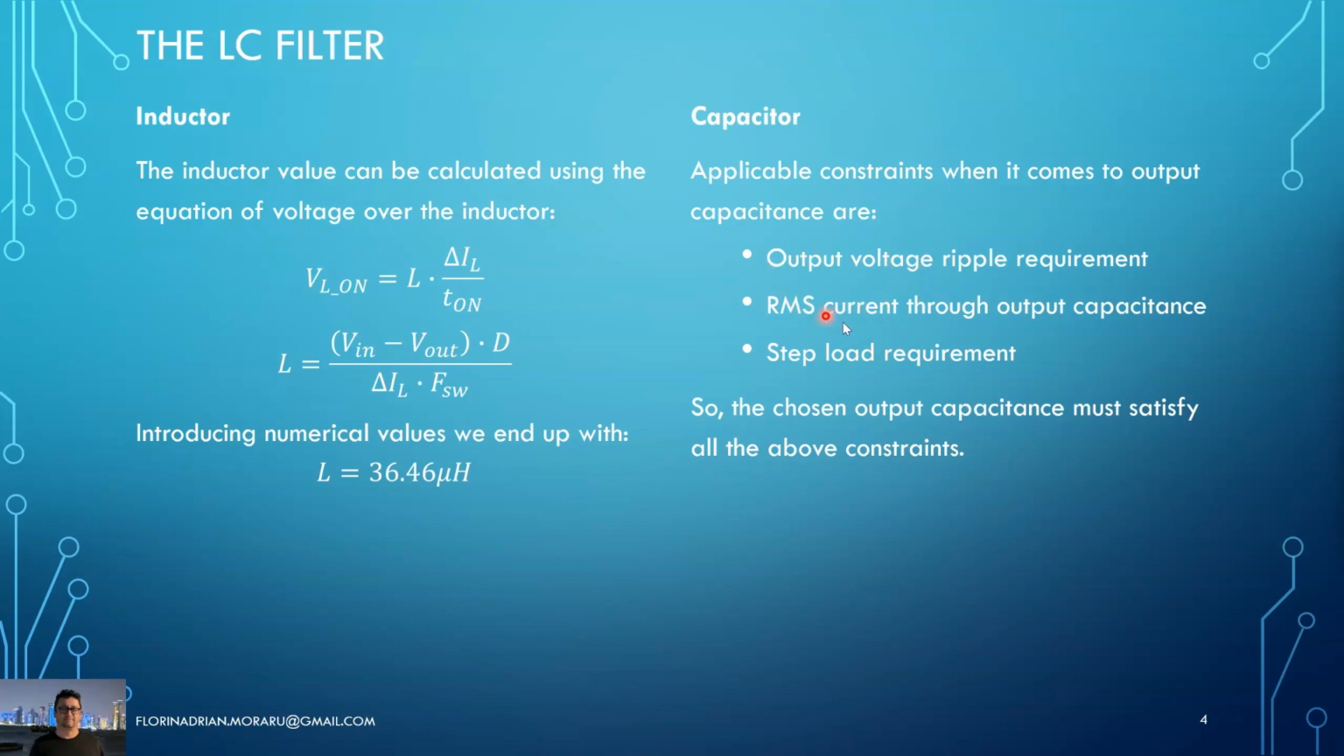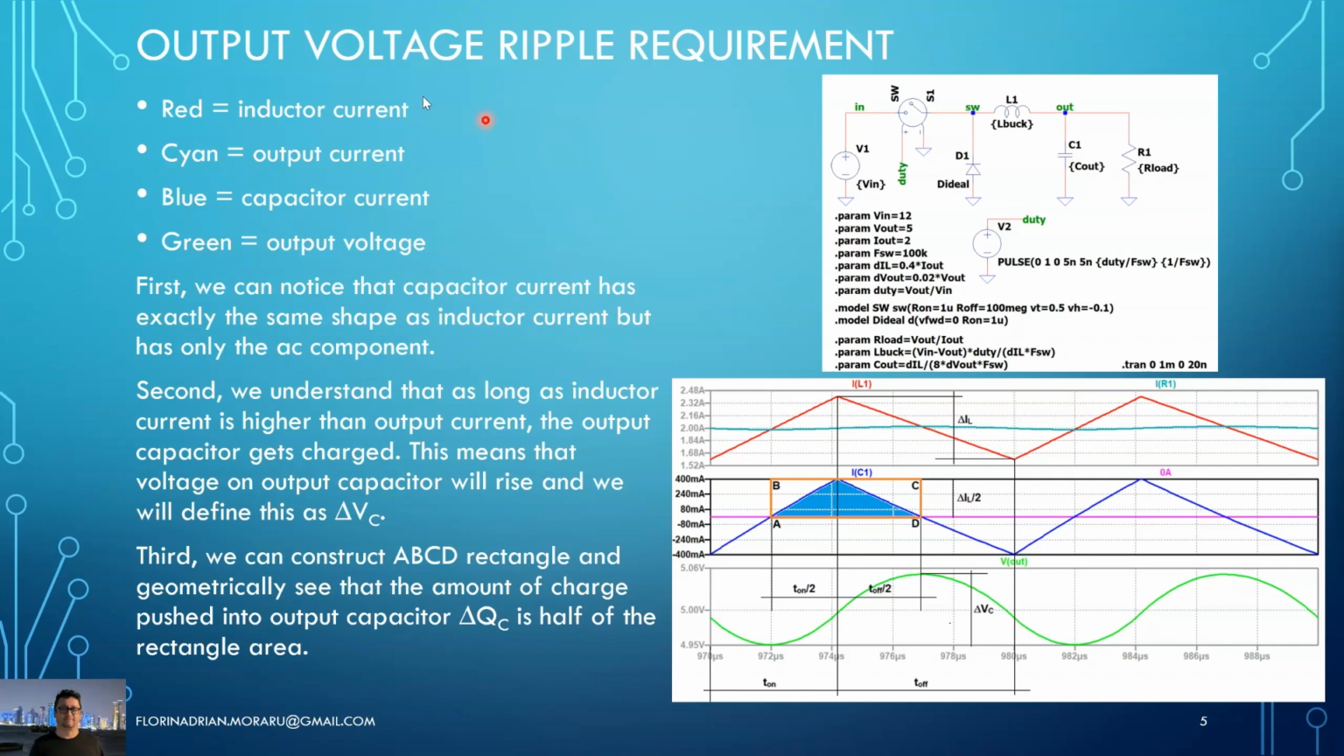Okay, let's now take one by one and see what we can say about it. So for output voltage requirement, at the beginning, I considered an ideal capacitor. So no parasitic elements for the capacitor. That means the entire voltage ripple will have only a capacitive contribution.